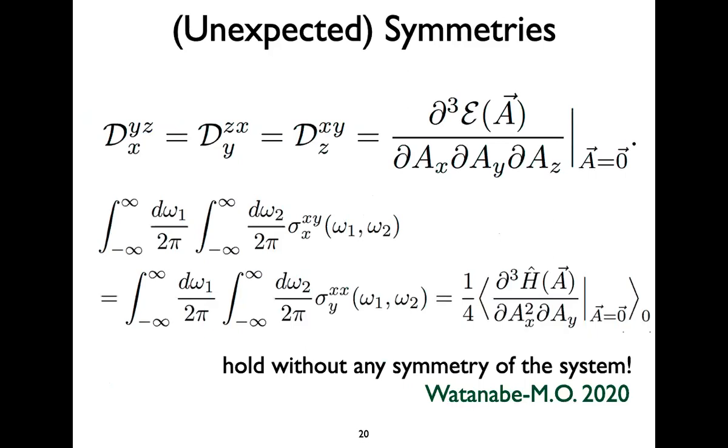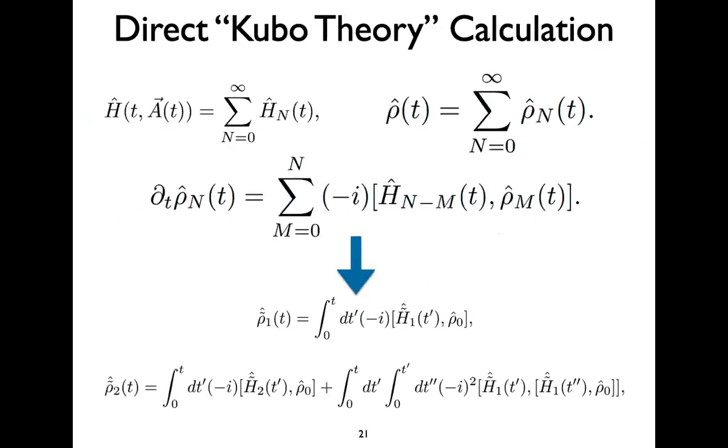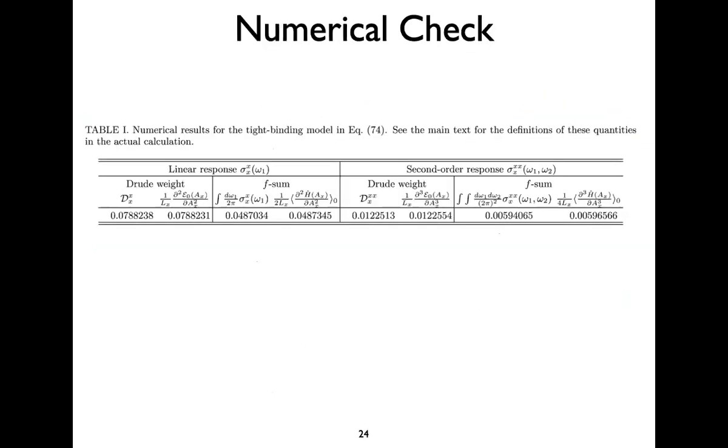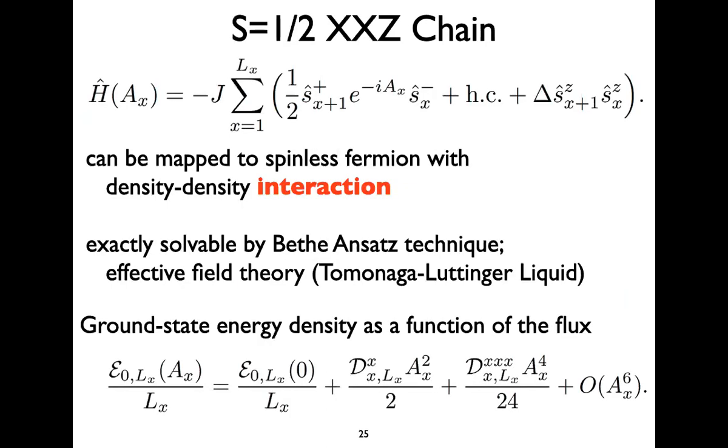So we also studied the off-diagonal component. I'm running out of time, so, okay, we did some numerical checks, and our nonlinear Drude weight and f-sum rule seem to work. And let me touch briefly on this. So now we have the Kohn formula for the nonlinear Drude weight.